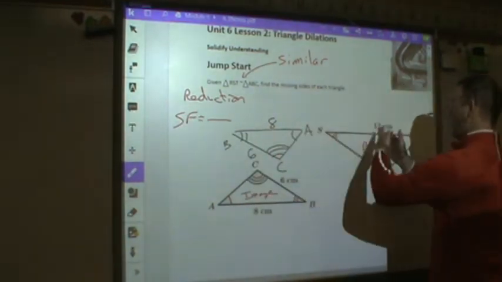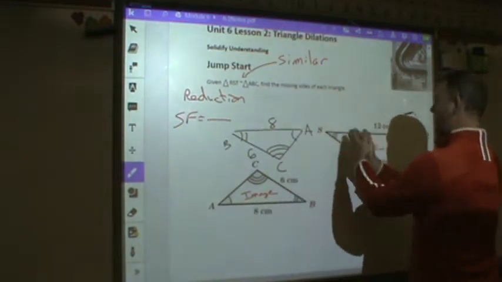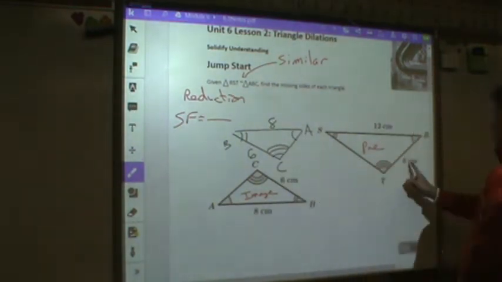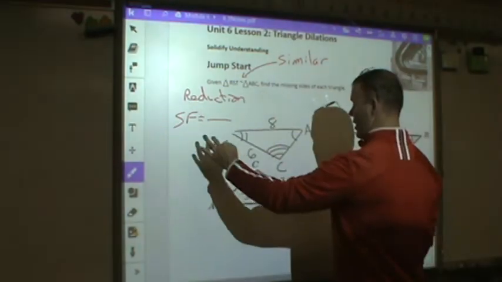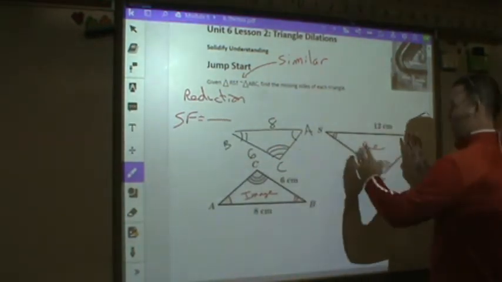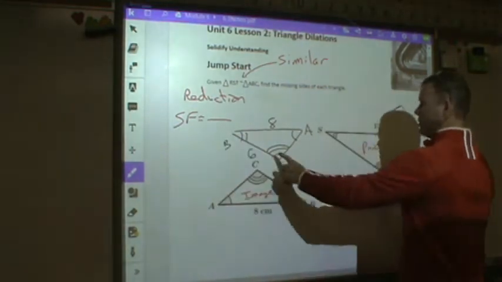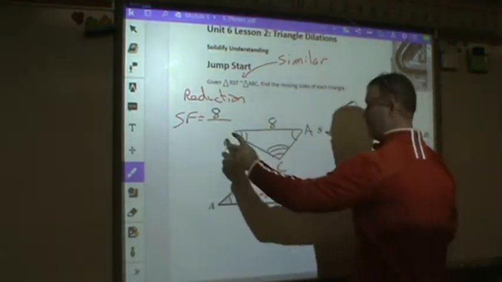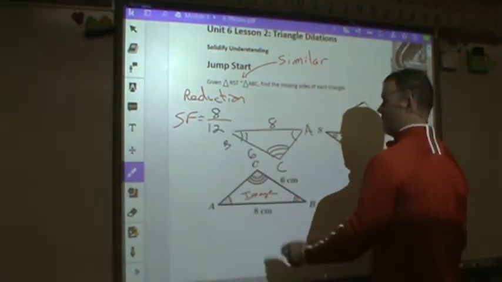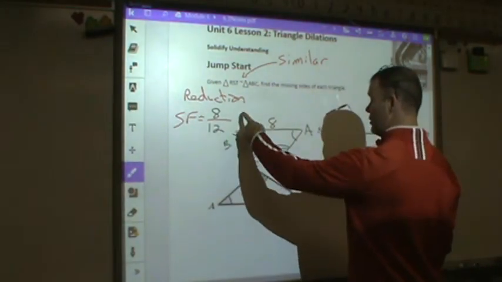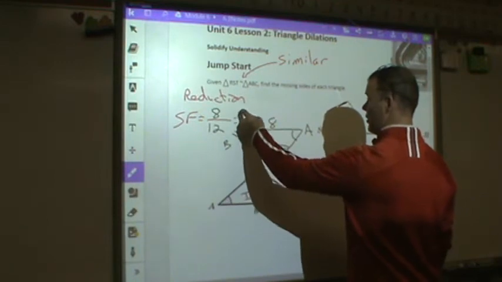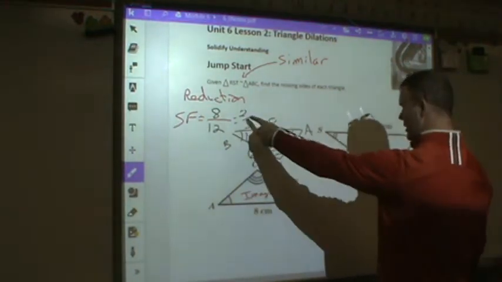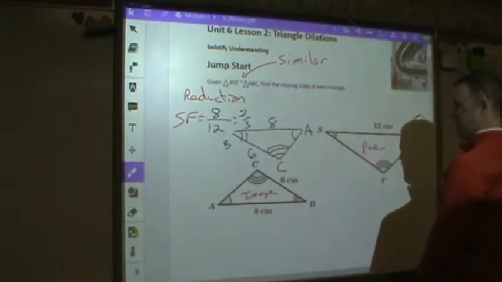Now when I go to compare, yeah, it did take a little bit of time, but now when I go to compare, 8 to 12, 6 to ST, CA to 6. So now create that scale factor. But remember, it's the image divided by the pre-image. So it's 8, image, divided by the pre-image, 12. And what is 8 over 12 reduce to? It should reduce to 2/3, which makes sense because my image got smaller. So this smaller image is 2/3 the size of the larger one.